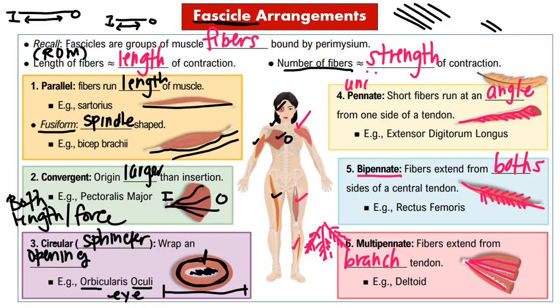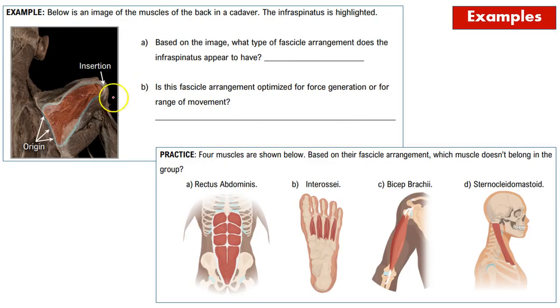So let's go ahead and get into an example here. The first example says, below is an image of the muscles of the back and a cadaver. So again, we are talking about the back. It also shows us that we have an origin here and an insertion here. So we have an origin, going to be pretty long, and then we have an insertion.